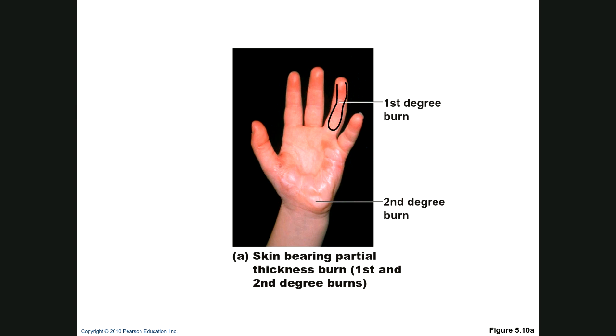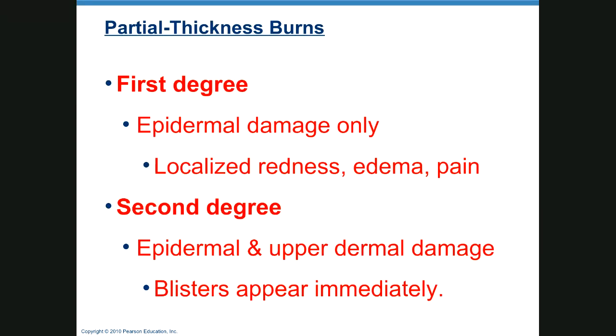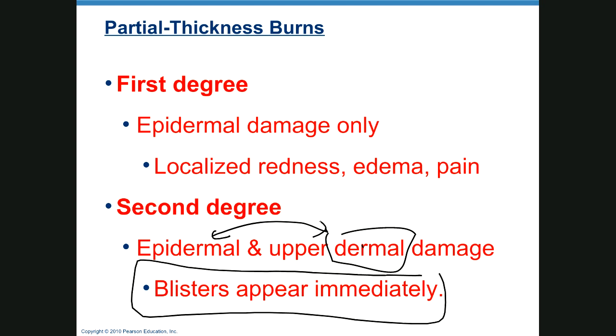The difference between a second-degree burn and a first-degree burn is that in the second-degree burn, now we have some damage of the dermal layer. And what happens is that the epidermal and dermal layer separate, and a blister, or an accumulation of fluid, appears between these 2 layers. So the characteristic of a second-degree burn is the immediate appearance of a blister.